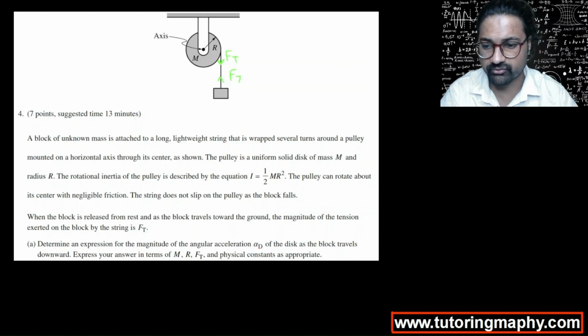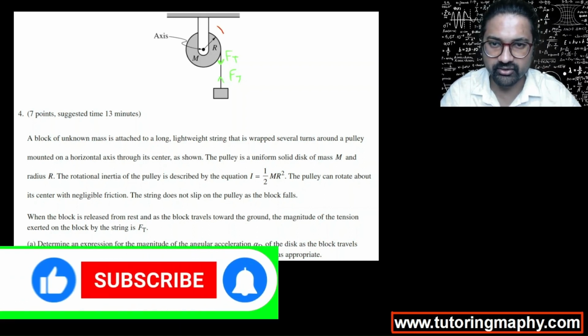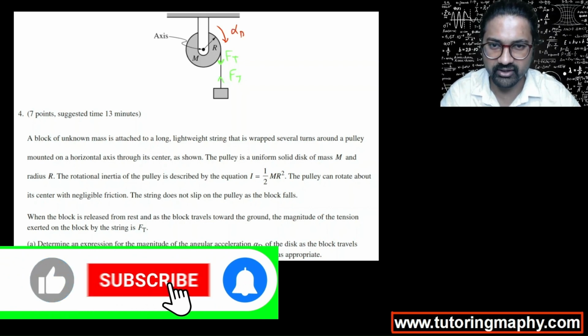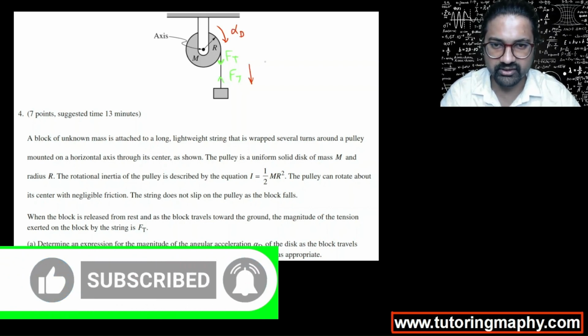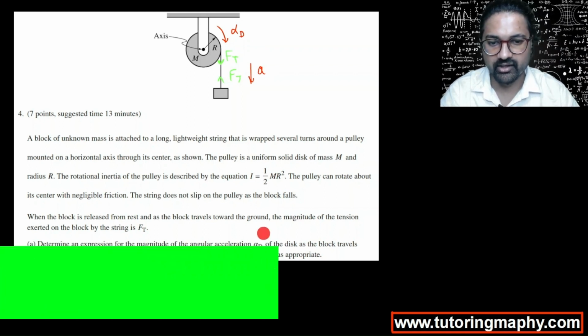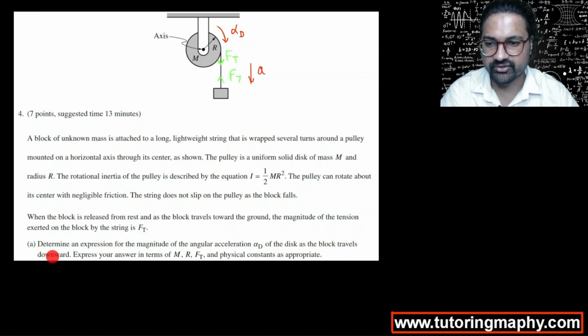Remember angular acceleration, because the pulley is rotating like this with alpha d, and the system is going down with an acceleration of a, which is not known to us, of the block as it travels downwards. We have to express our answer in terms of m, r and F(t) and any physical constant. So this is completely about Newton's law, the force equations, and the torque equations.